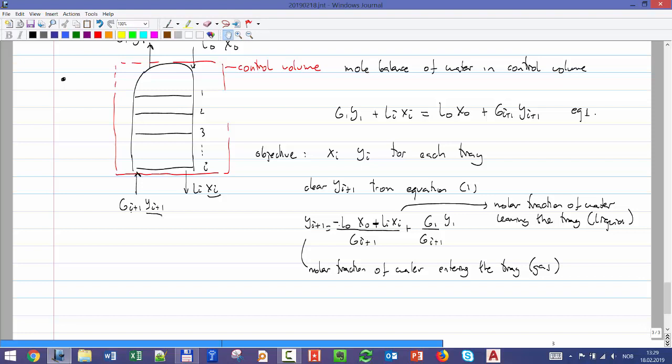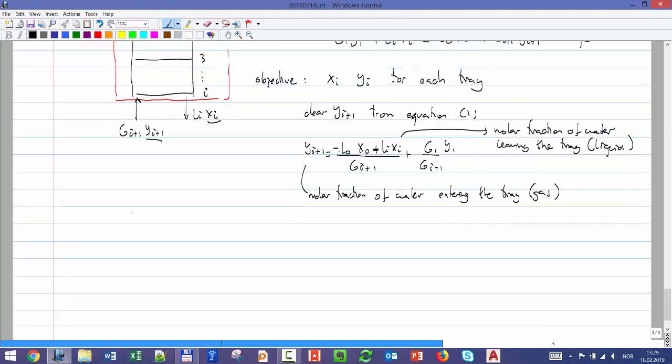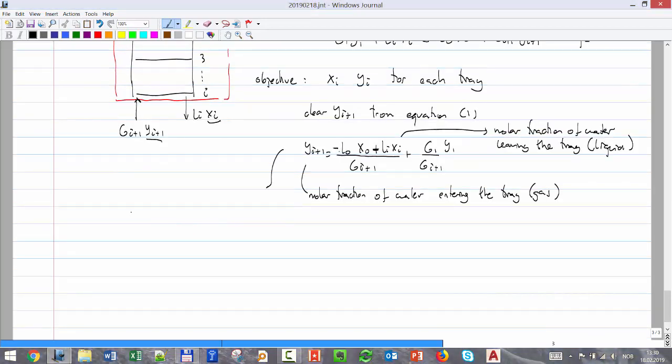We have the molar flow of gas entering into the stage and the molar flow of liquid leaving the stage. These two are things that we don't know also, okay? So that equation is called the operational equation of the column. Why? Because we have the conditions at the top, and if we find the rates, we can find exactly what is happening in every stage.